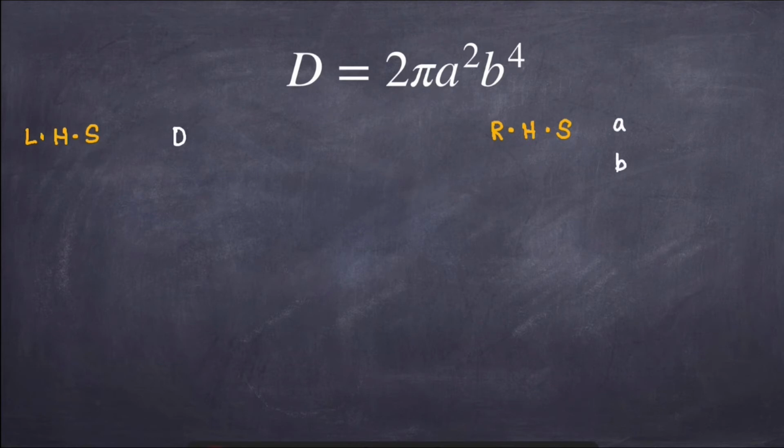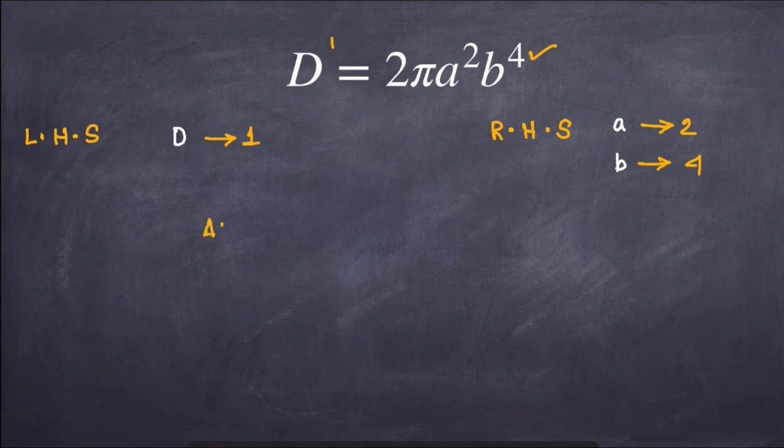Okay, now identify the power of the variables. So on the left hand side of the equation, the power of d is 1. On the right hand side of the equation, the power of a is 2, right, and the power of b is equal to 4, right? Now by the theory of errors, equate the left hand side to the right hand side.